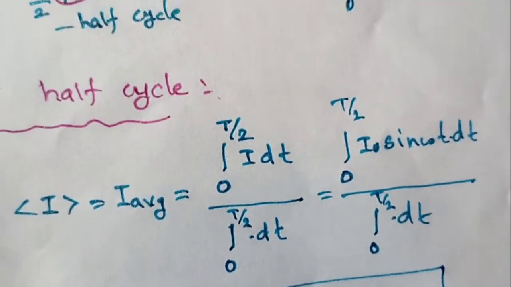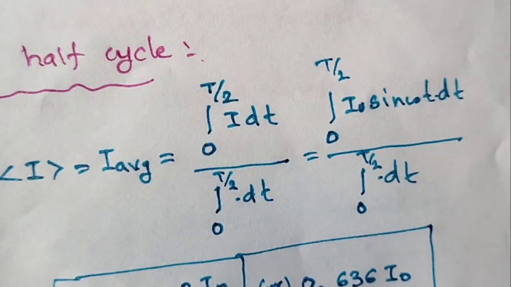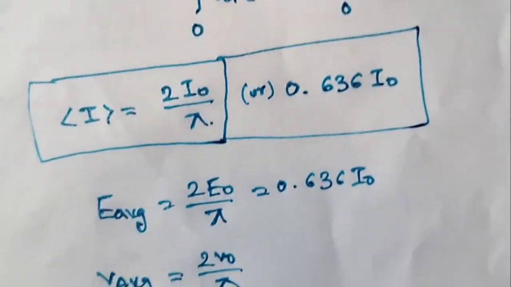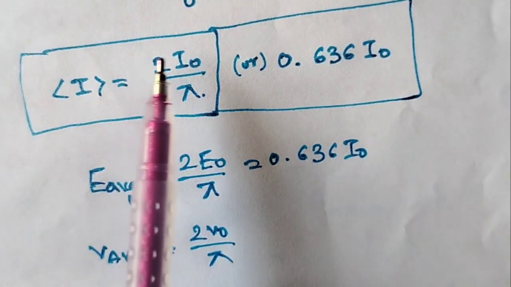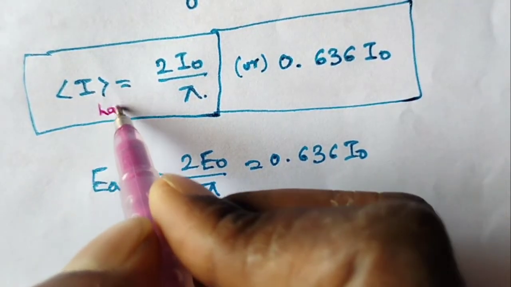So in the half cycle, the I average is not equal to 0. The I average is equal to 2 I naught by pi. This is only for the half cycle.